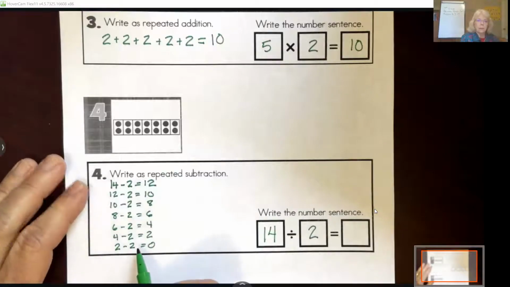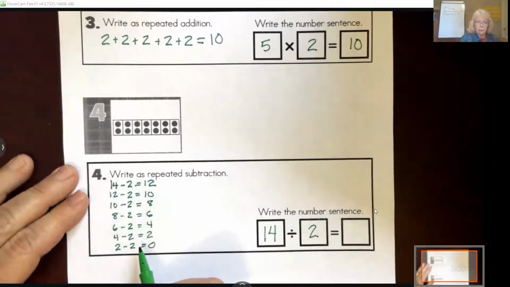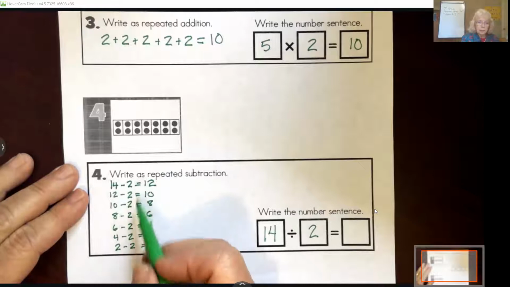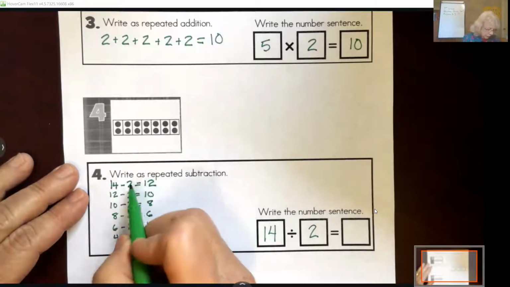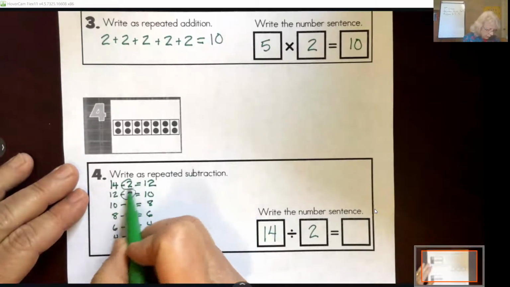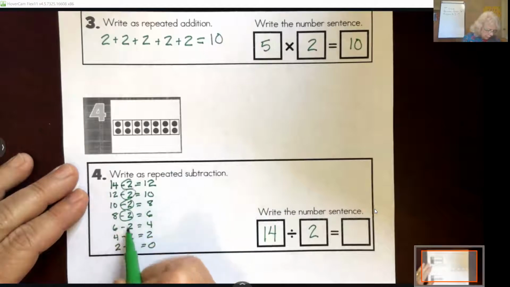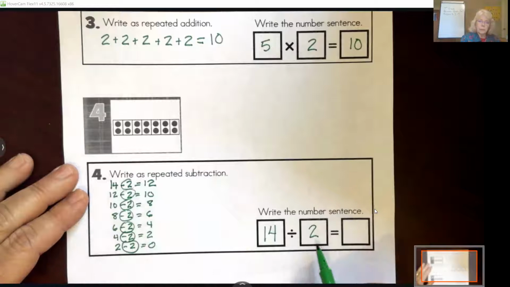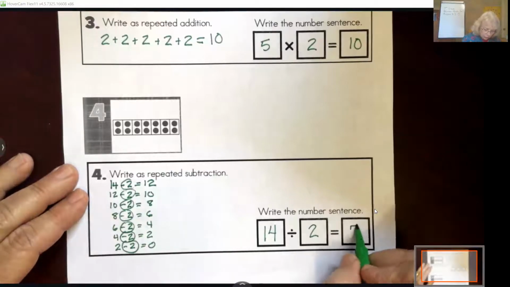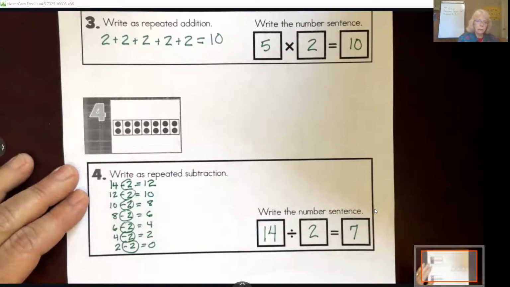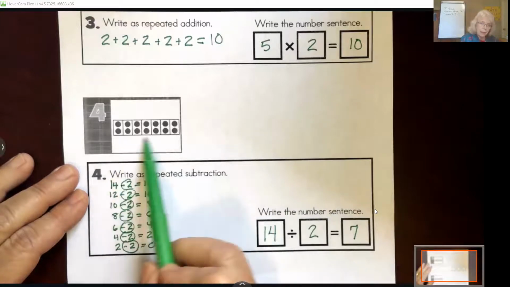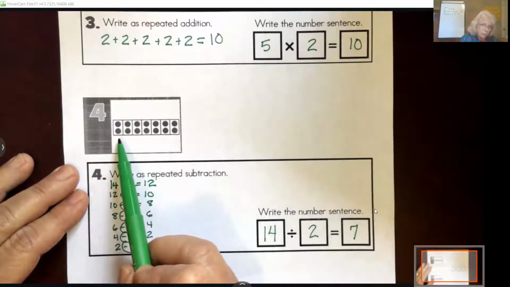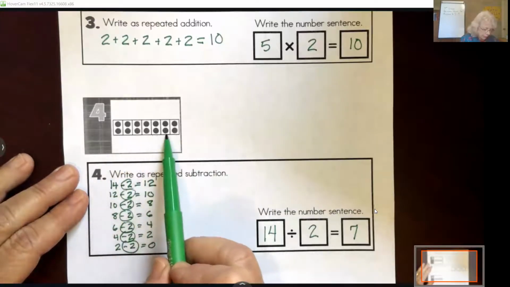When we get to 0, we know that we're done in our repeated subtraction. Now, how many times did we subtract 2? Let's count them up. 1, 2, 3, 4, 5, 6, 7. So 14 divided by 2 is equal to 7. Now, we could have also seen this by counting how many groups are up here. 1, 2, 3, 4, 5, 6, 7.